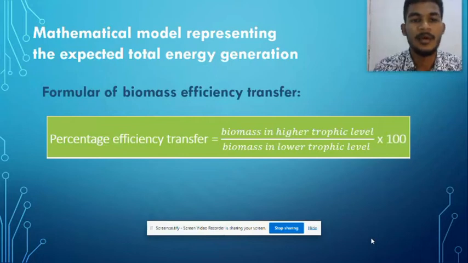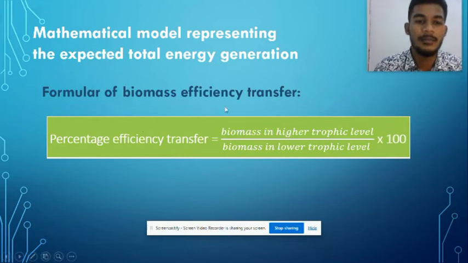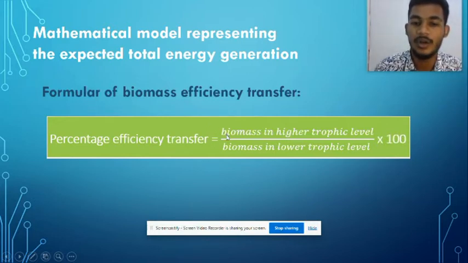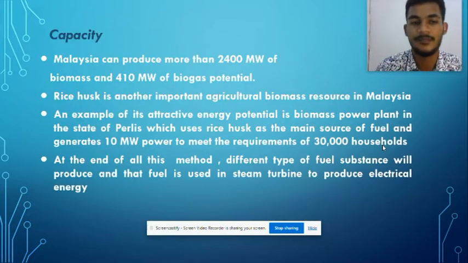The mathematical model representing the expected total energy generation. This part is to explain the mathematical model of biomass power generation. To find the biomass efficient transfer, first we need the value of the biomass in higher trophic level divided by the value of biomass in lower trophic level. If we times it by 100, we can find the percentage efficient transfer.